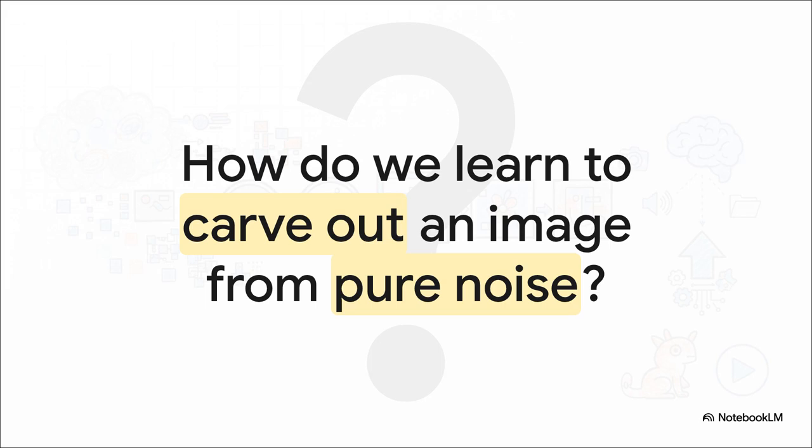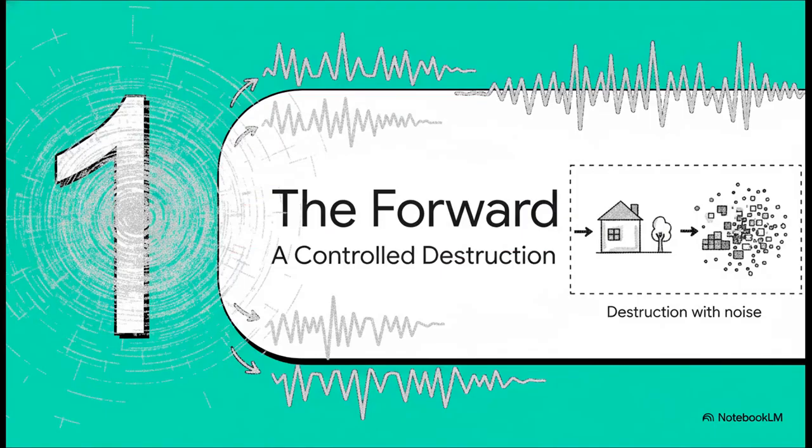Well, that is the central mystery we are going to unravel in this explainer. It's a journey that takes us through some controlled destruction, what seems like an impossible problem, and thankfully, a very, very clever shortcut. Okay, so to figure out how to build an image out of noise, we first have to do something that sounds kind of backward. We need to understand how to perfectly and methodically destroy an image with noise.